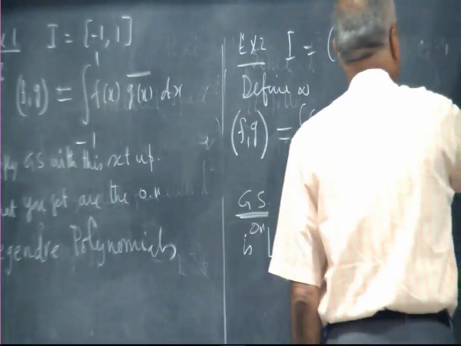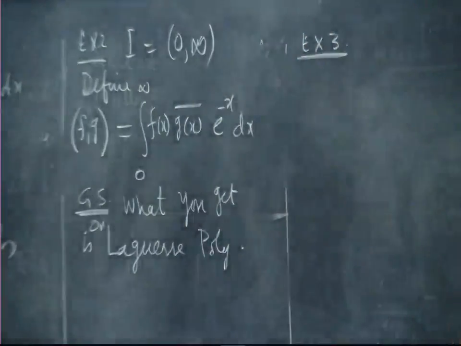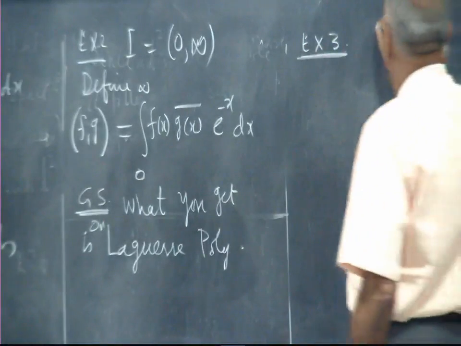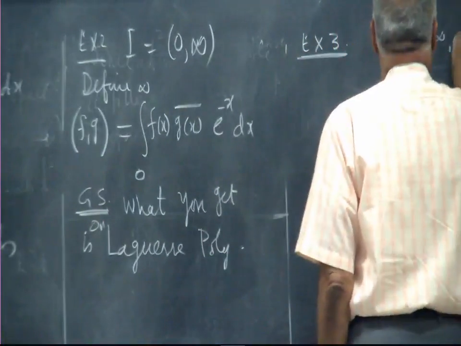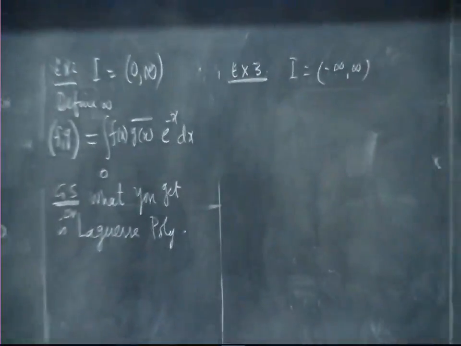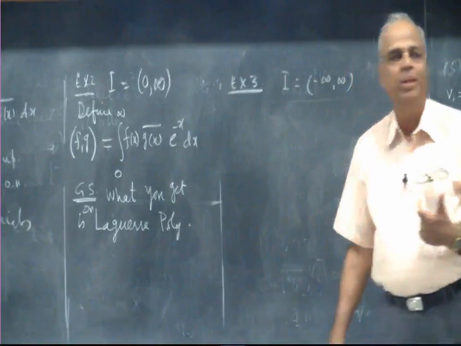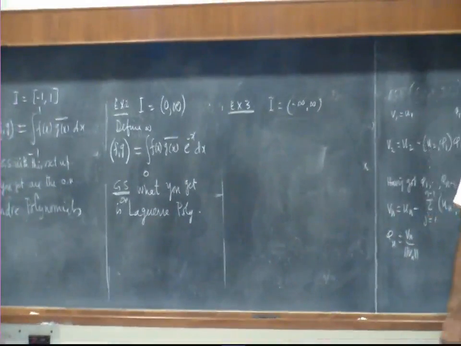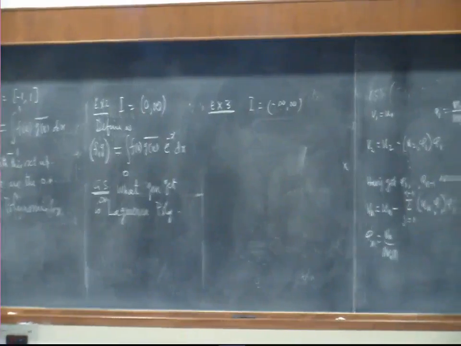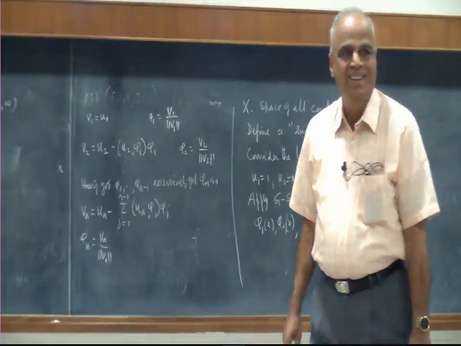Okay, so example 3. Take I to be minus infinity to infinity. I am giving 3 examples. One is a finite interval, the other one is a semi-infinite interval, and the next one is a fully infinite interval. Now, where is the problem going to be? Both at minus infinity and plus infinity. So, e to the minus x won't work, e to the minus x squared will work. Okay, so that is all.